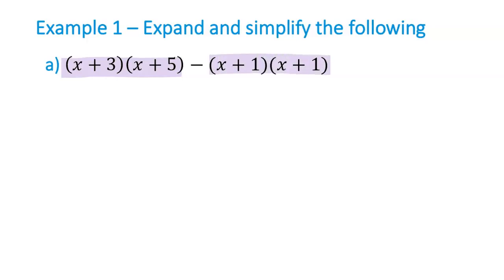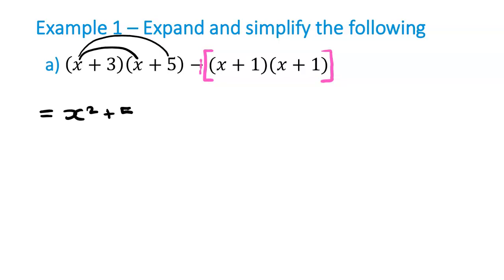But a really critical thing, we've got a minus sign here. So that means we're going to have to put an even bigger set of brackets around this second FOIL example, because a bit later on, we're going to multiply the whole thing by an invisible -1. So we'll get to that. Let's FOIL the first set of brackets. So x times x will give us x squared, x times positive 5 is 5x, positive 3 times x is 3x, and then positive 3 times positive 5 is plus 15.